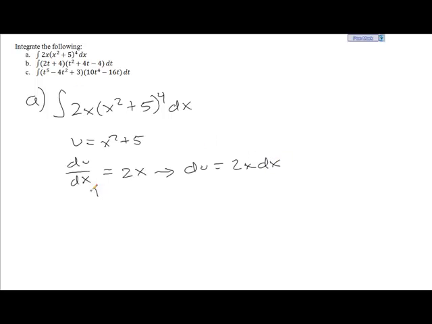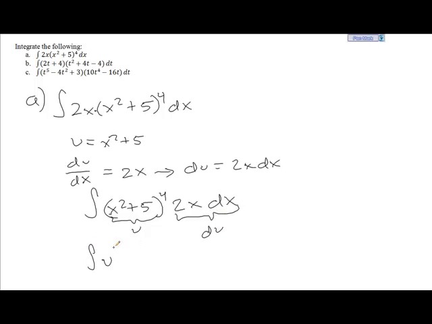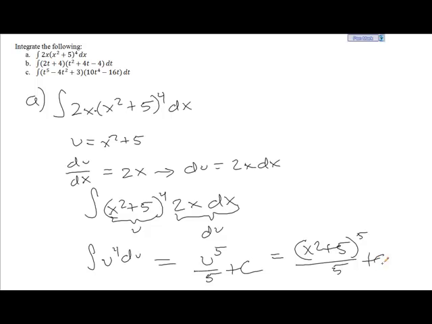So I'm going to take my integral and I'm just going to switch these two factors here because order of multiplication doesn't matter. So I'll do x squared plus 5 to the 4 times 2x dx. So this guy right here is my u, this guy right here is my du, and so I need to integrate the function u to the 4th du. Well, that's going to require the power rule for integration, and that'll be u to the 5th over 5 plus the constant. And now I will go ahead and plug my u back in since I found the integral. So I have x squared plus 5 to the 5th over 5 plus c.